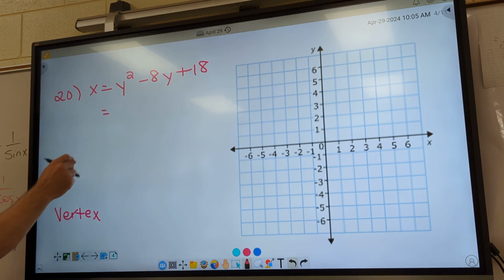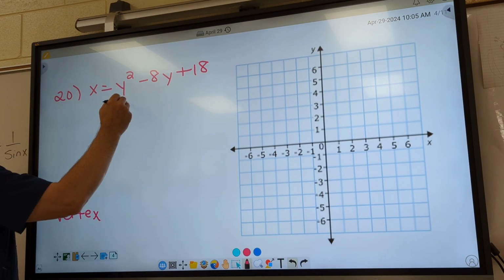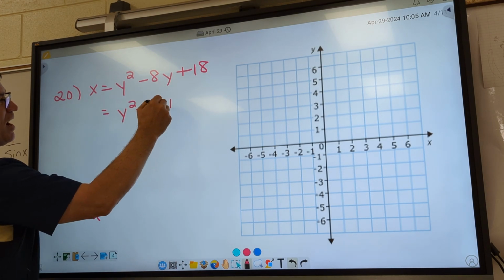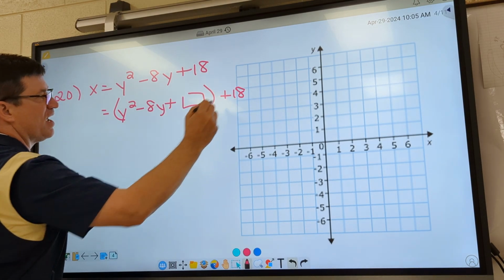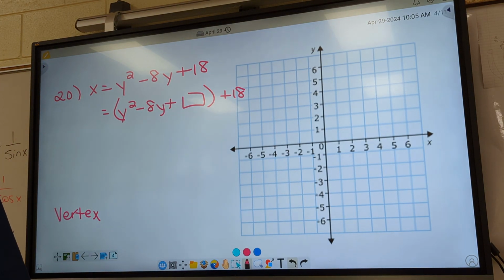All right, started off the same way we did on the other parabolas. It'll be y squared minus 8y, then your box. All right, just move the +18 down. Y'all go from there, fill in the box.